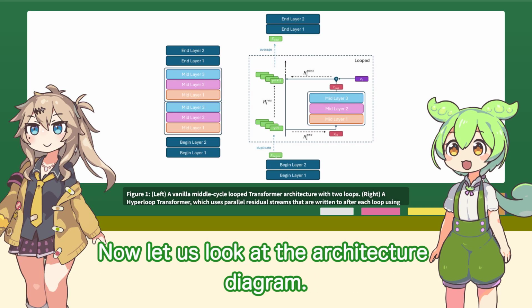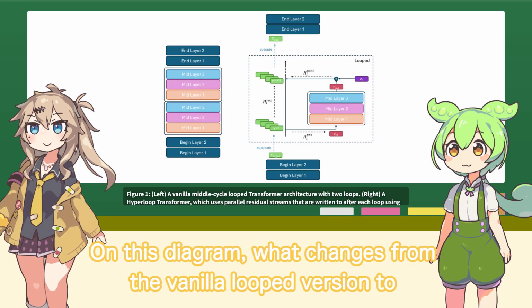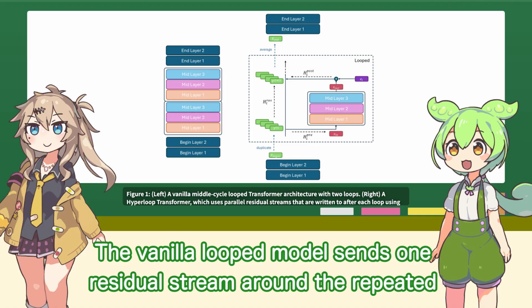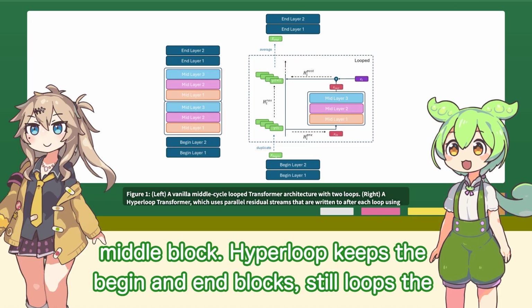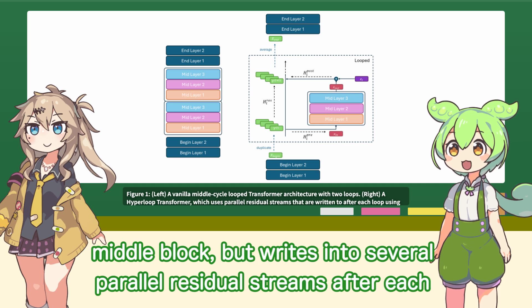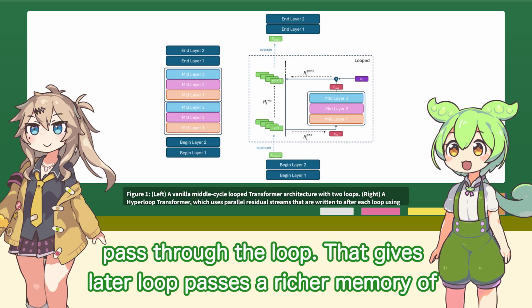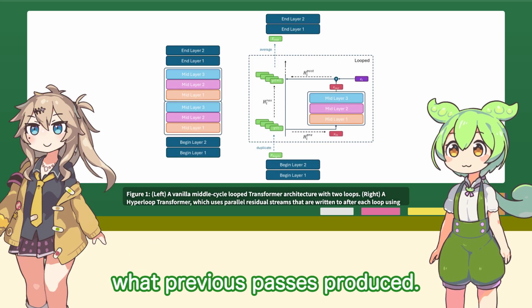Now let us look at the architecture diagram. On this diagram, what changes from the vanilla looped version to Hyperloop? The vanilla looped model sends one residual stream around the repeated middle block. Hyperloop keeps the begin and end blocks, still loops the middle block, but writes into several parallel residual streams after each pass through the loop. That gives later loop passes a richer memory of what previous passes produced.